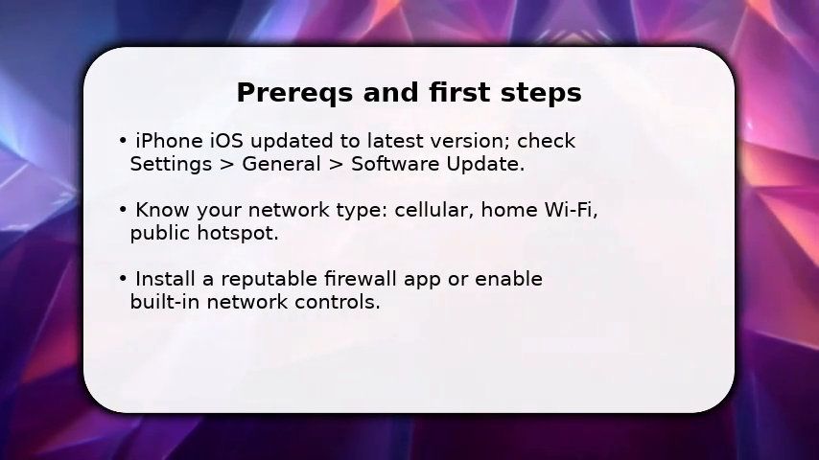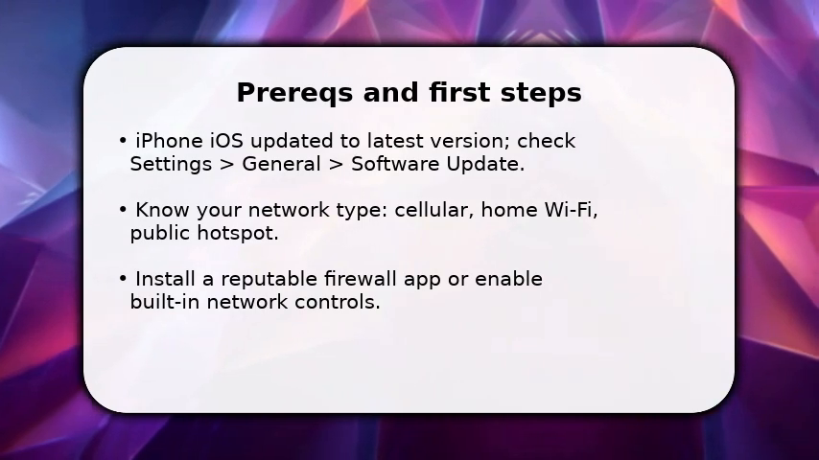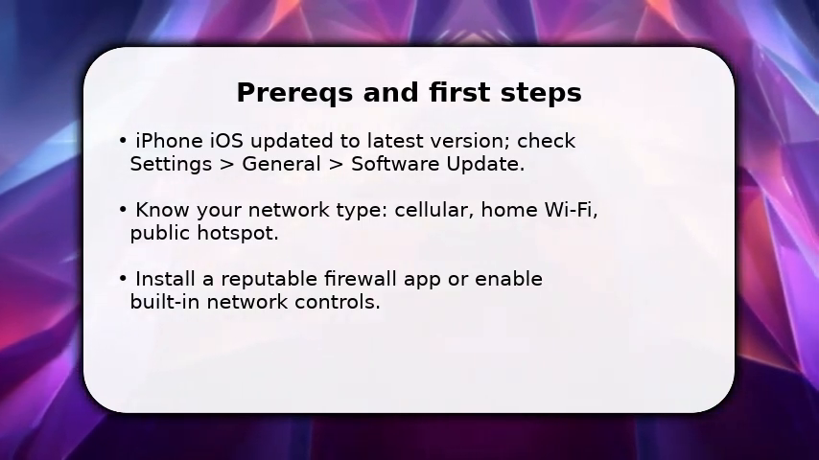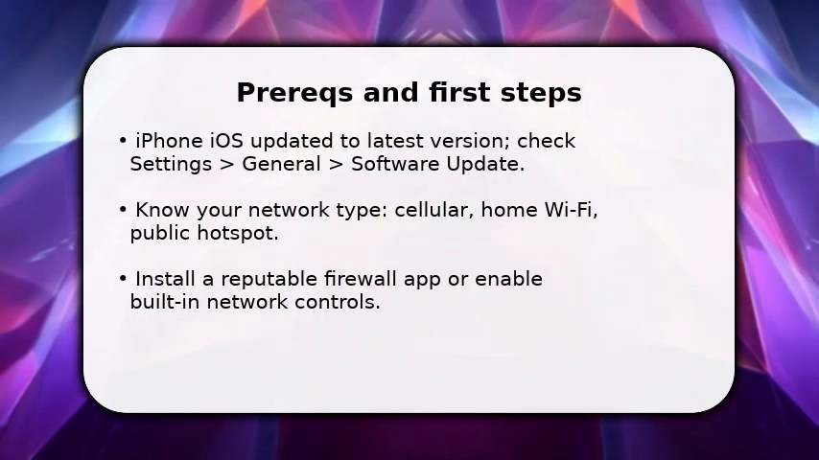Make sure to grant the app VPN or local network access when prompted. That step lets the firewall inspect and filter traffic in real time. Now you configure the core rules.